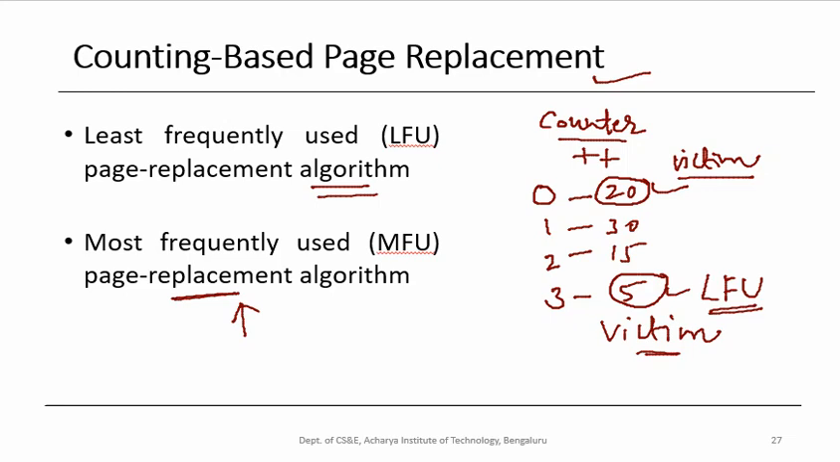So a page could have been used for a longer period of time. That's why it has a higher value in its counter, and after some time it may not be used at all, but because it has this higher value stored in the counter, it can continue to stay in the memory for a longer time. So that has to be avoided. Therefore, this most frequently used page replacement mechanism is used. So this is another page replacement algorithm which is used in practice.